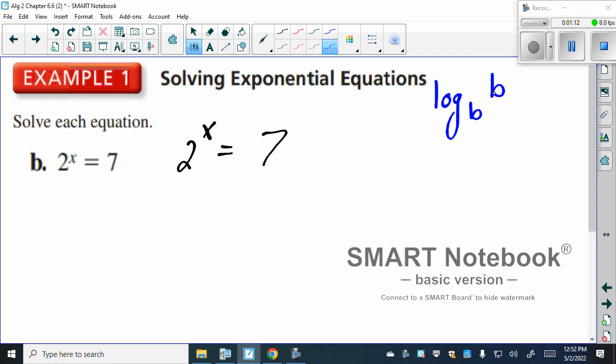One of the properties that we had with logarithms was log base b of b. Whenever the base and what's inside the logarithm are the same, it simplifies to 1. So we want to apply a logarithm where the base and what's inside are going to match up. So for this, we're going to apply log base 2 to both sides.